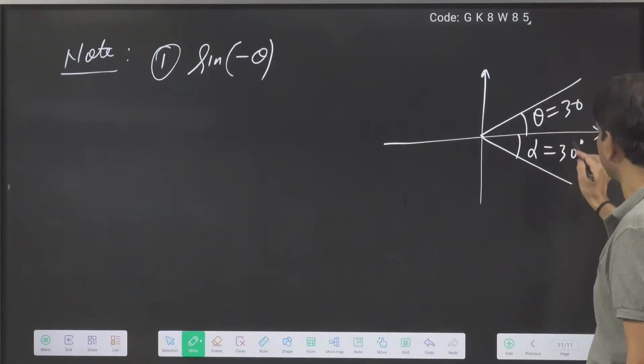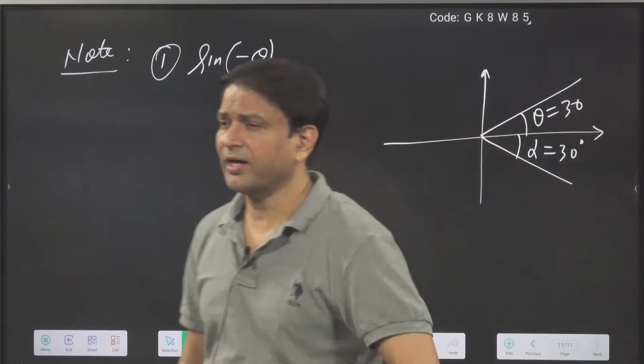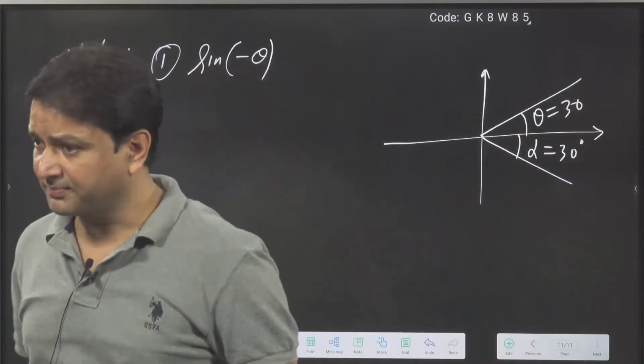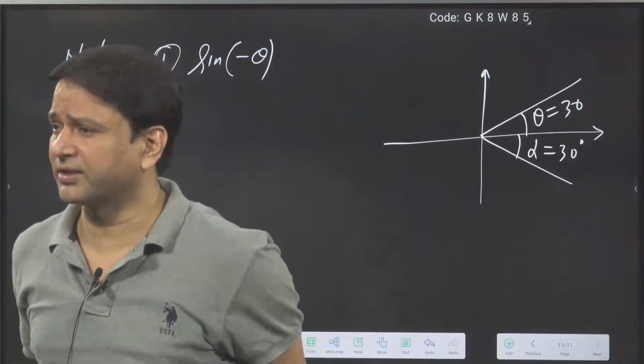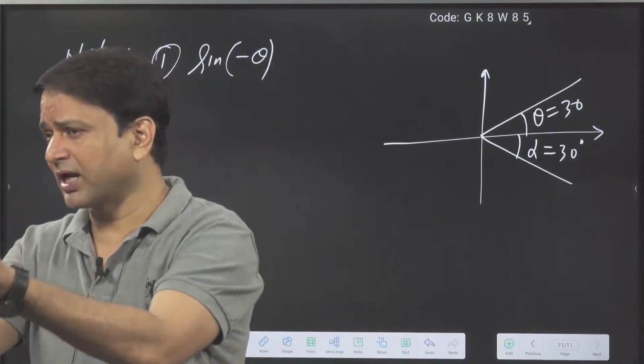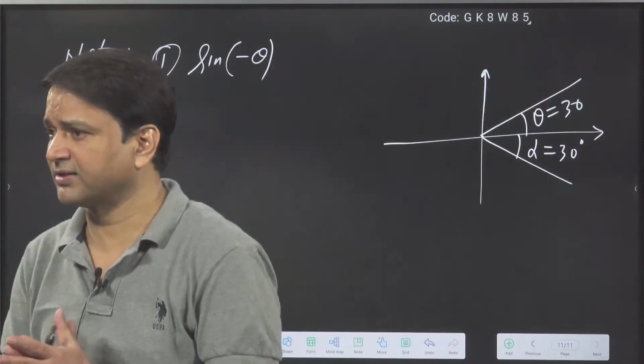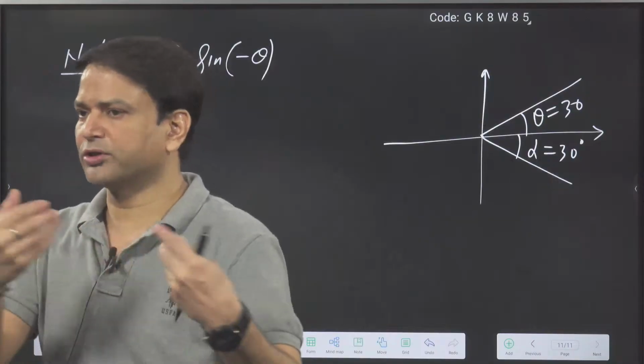This is also 30 degree. Both are correct. Why? You have to make the line that is making an angle 30 degree with the x-axis. So both lines are making an angle 30 degree with the x-axis. So both students made the line.